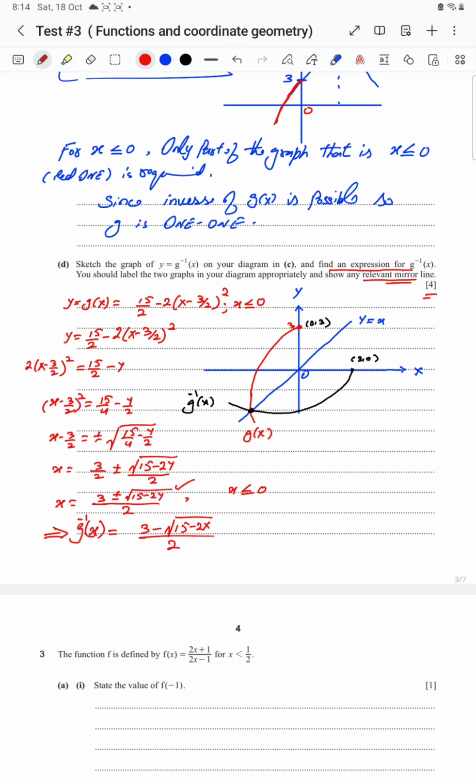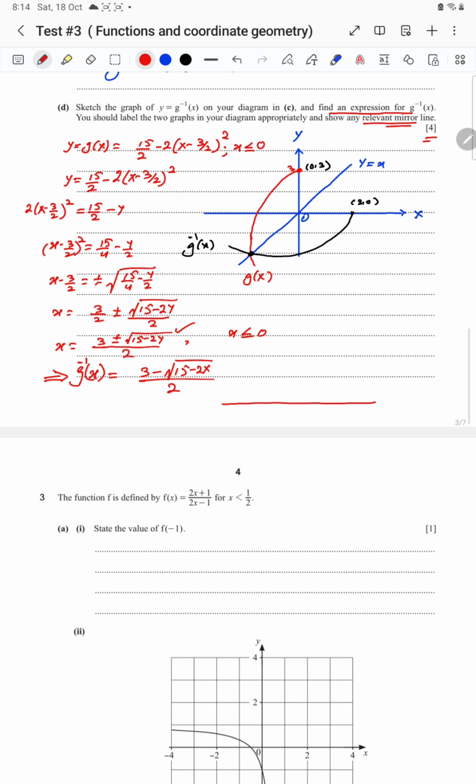So this is a 4-mark question. I hope it is very much clear. The graph of g and g inverse and the mirror line. This I can write as the mirror line. Mirror line. It will always be y equal to x.